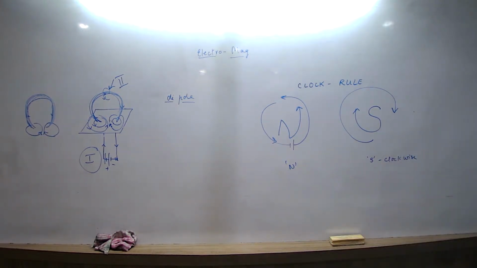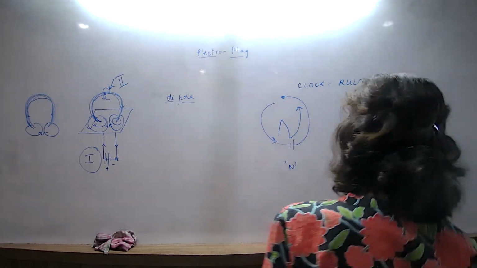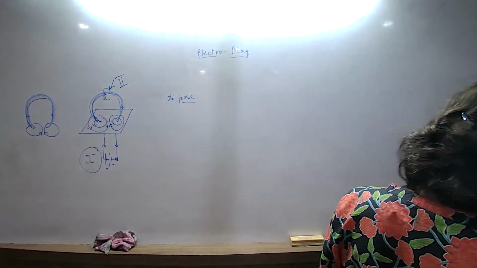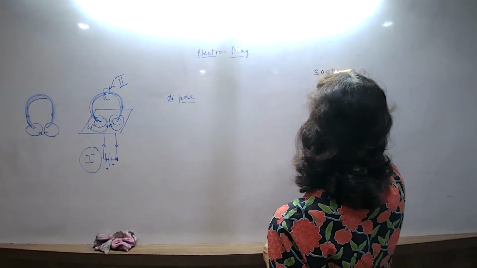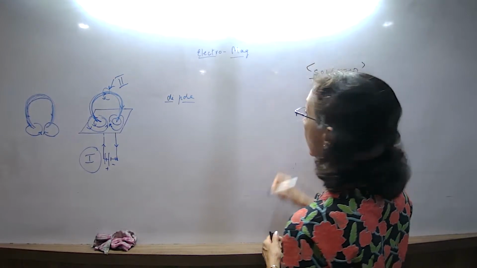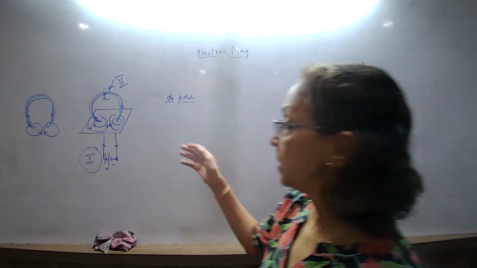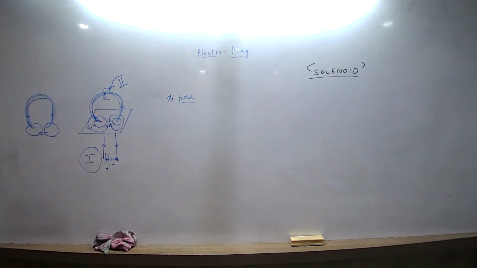Done? Got it? Okay. So now we are ready to understand what is a solenoid. Right? So from this experiment itself, we know that you can make a pretty powerful electromagnet by using a simple conducting wire which has got many coils. So now we are going to find out what is a solenoid.